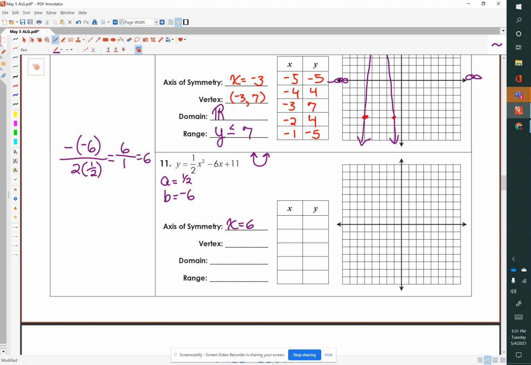Let's find the vertex. So we're going to evaluate y equals 1/2 times 6 squared minus 6 times 6 plus 11. And when I evaluate all of this, the value of the function is negative 7. So our vertex is 6, negative 7.